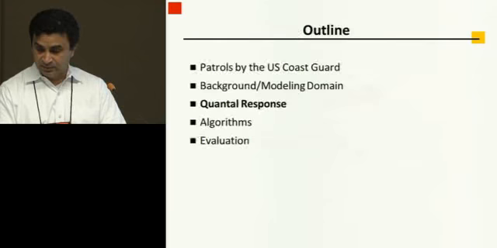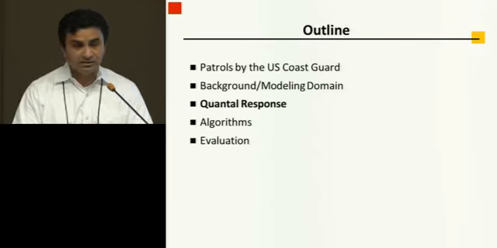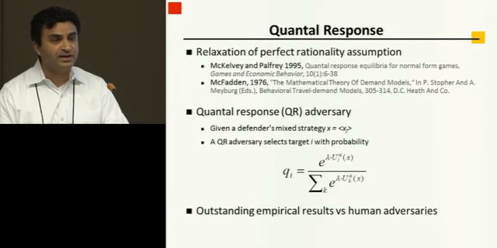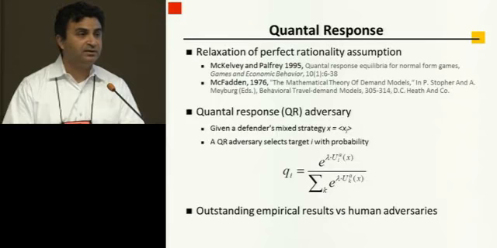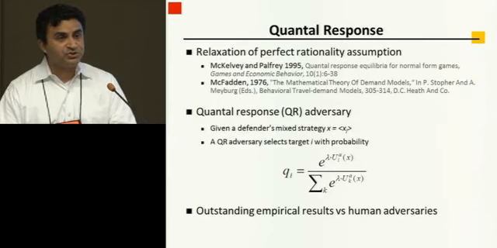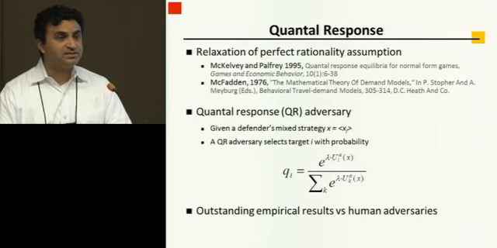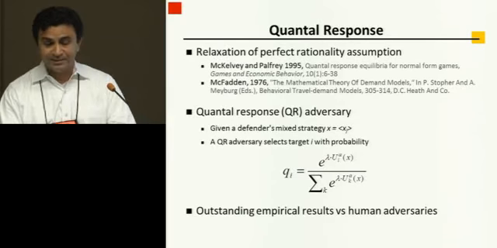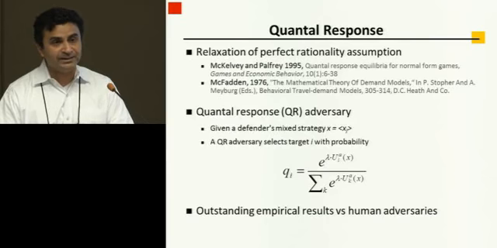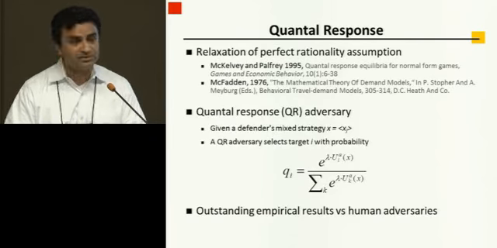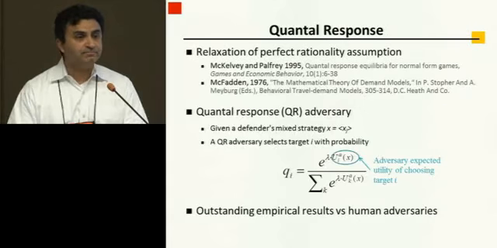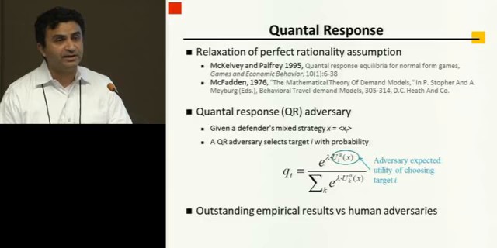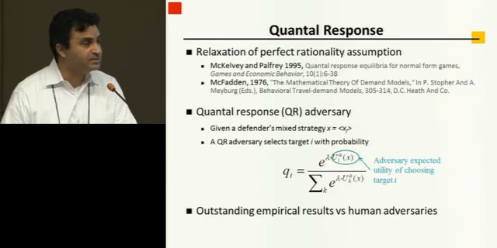So let me at this point turn to the quantal response model. The quantal response model leads to a relaxation of the perfect rationality assumption on part of the adversary. The perfect rationality assumption would say that the adversary maximizes his expected value. With the quantal response model, given a defender's mixed strategy Xi here, the adversary is going to select a target with a particular probability, which is given by this expression. The higher the expected value, the higher the likelihood that target will get selected, but a low expected value target does not have a probability of 0 of being selected, and that's the big difference.